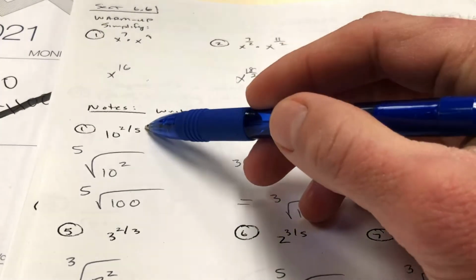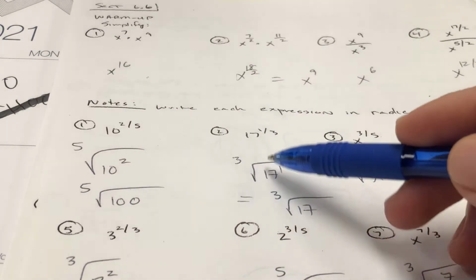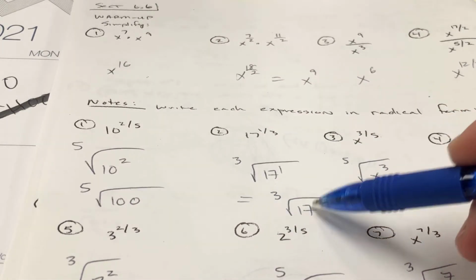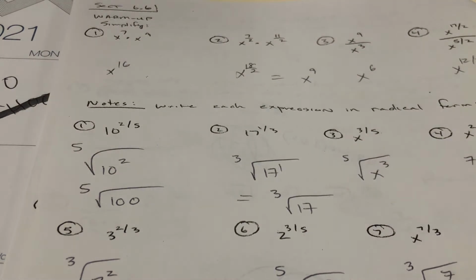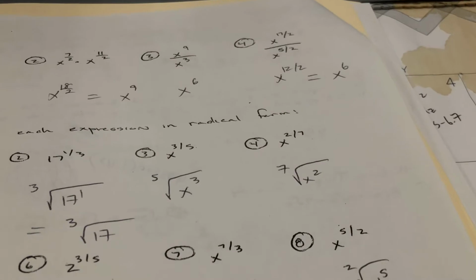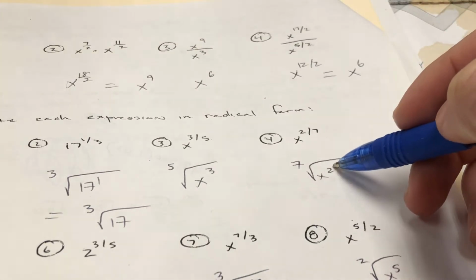All right, I'm taking the fifth root of x squared. Taking the third root of 17 to the first, third root of 17. Taking the fifth root of x to the third. That's how we write in radical form. Again, we were here. I am taking the seventh root of x squared.